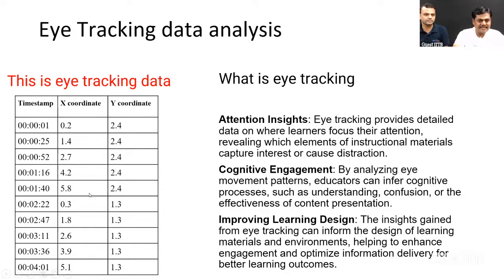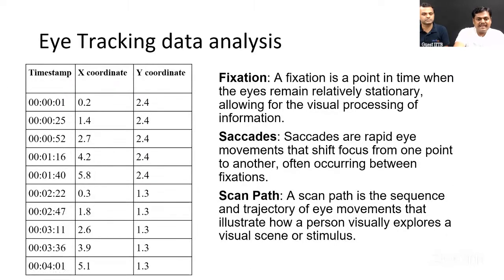So this is eye tracking data, and we'll be focusing on this table. Eye tracking data analysis can be done to reveal multiple types of learning behaviors with the help of given constructs. The first parameter is fixation. The next one is saccades, and the third one is the scan path. There are two important parameters we are focusing on: one is fixation, and the next one is saccades.